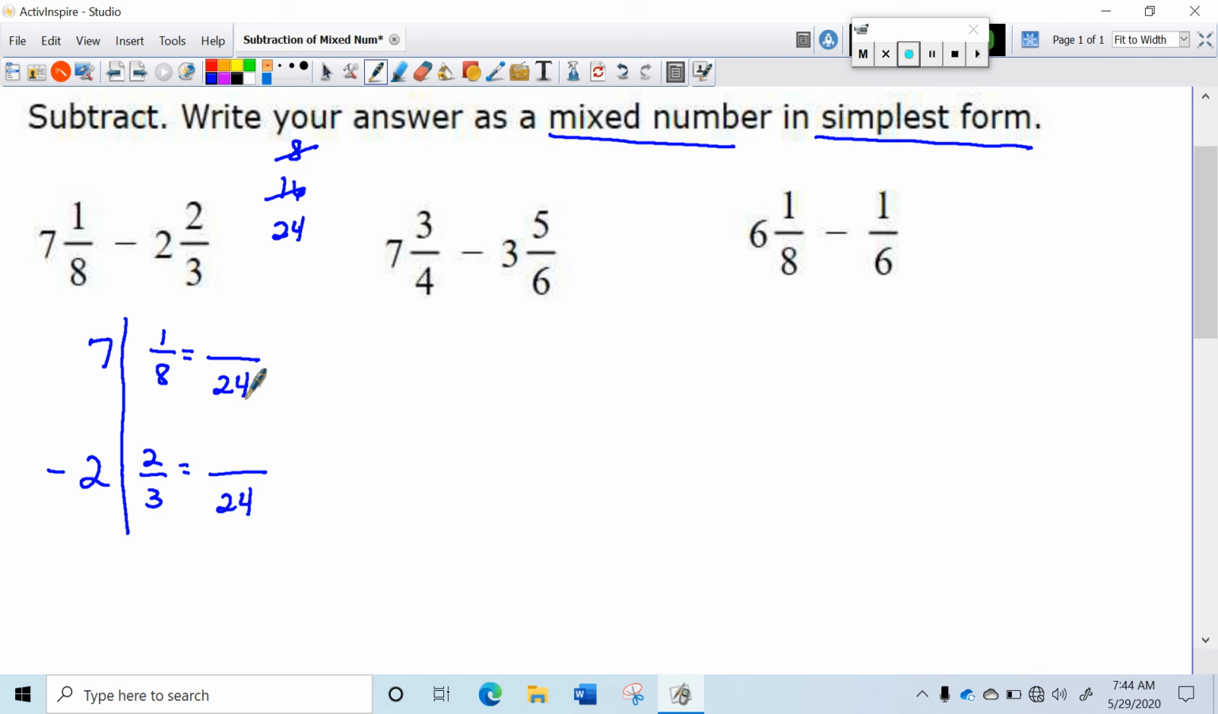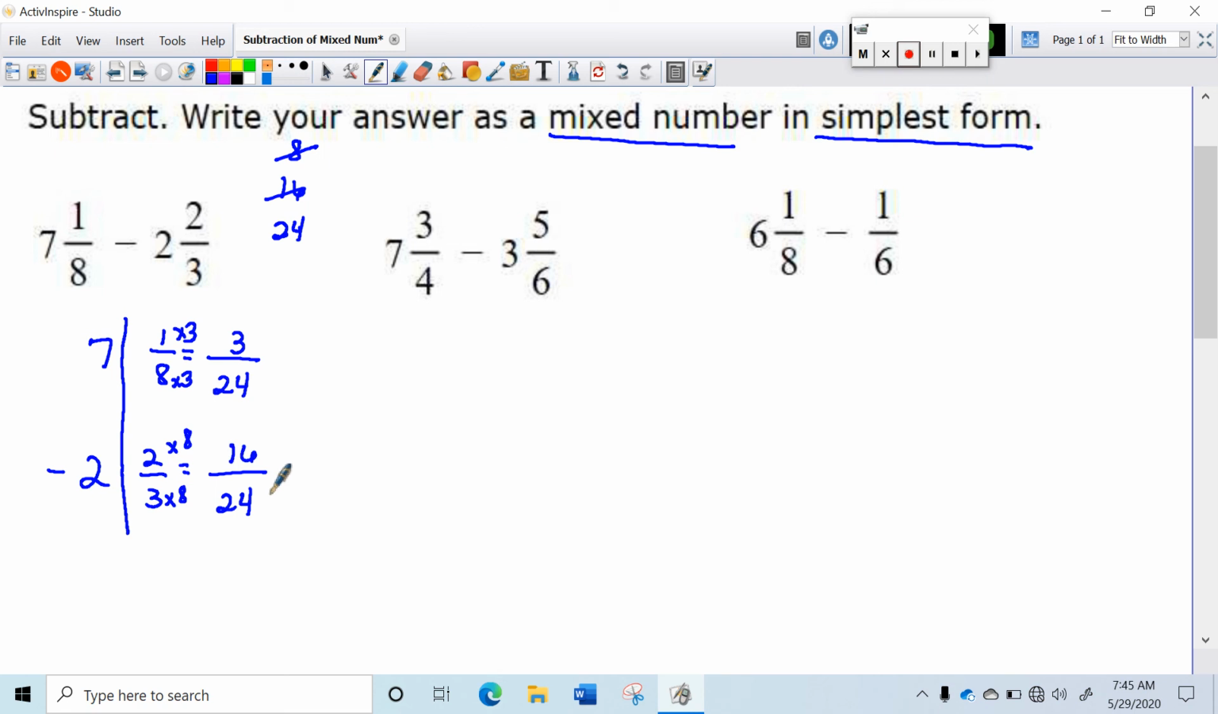Now I actually start dividing. 24 divided by 8 is 3. So that means I have to multiply the top and the bottom by 3. 1 times 3 is 3. 24 divided by 3 is 8. So I'm multiplying the top and the bottom by 8. 2 times 8 is 16.